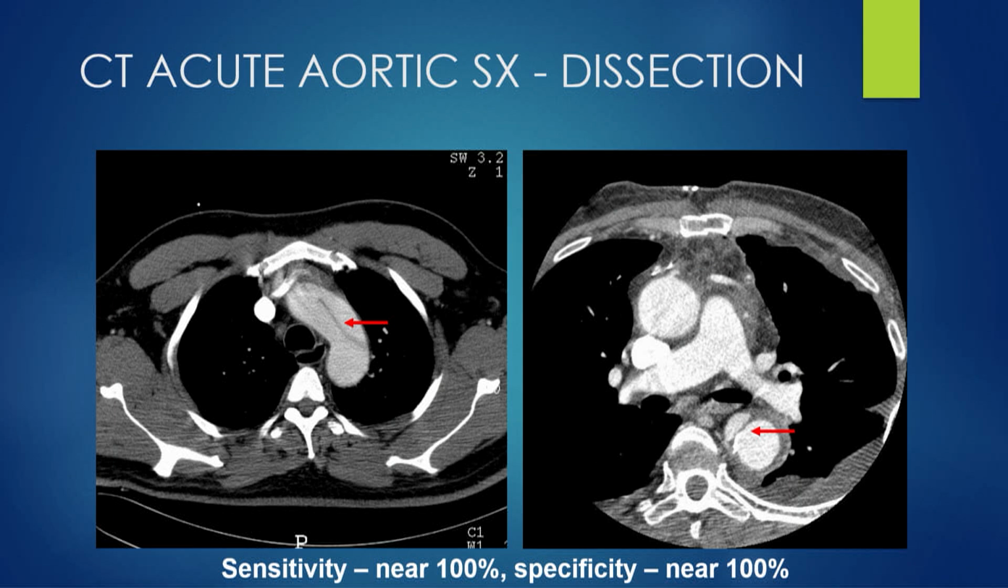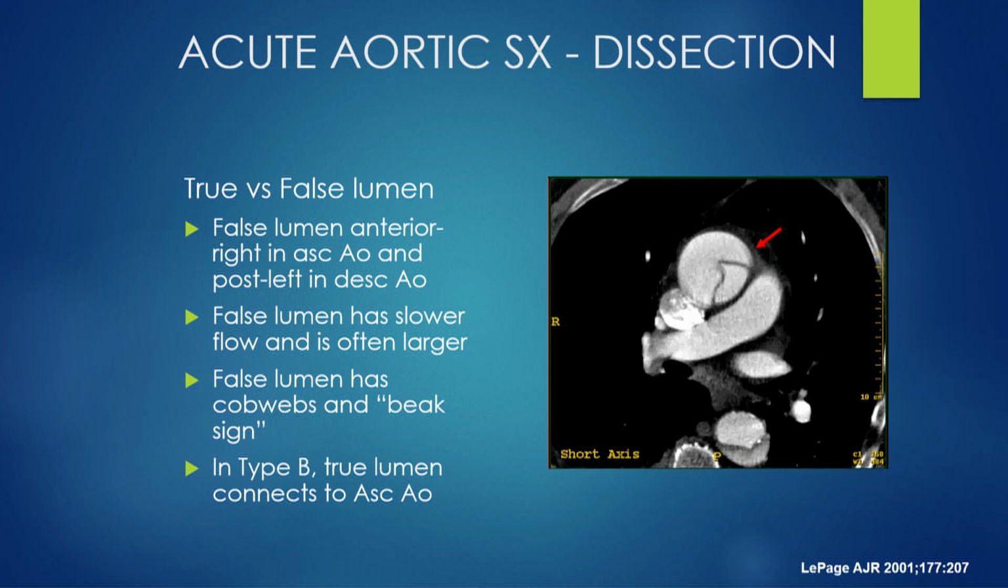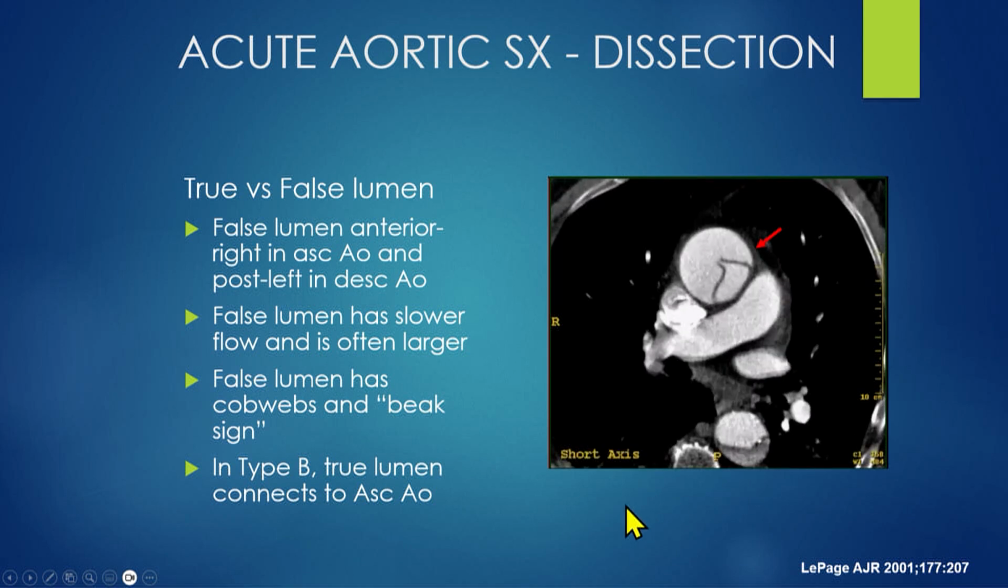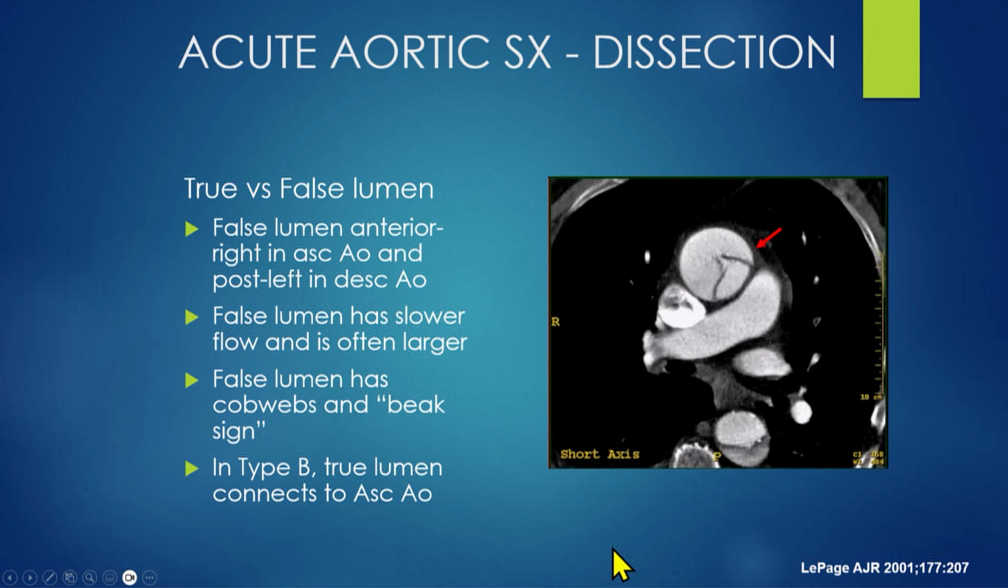CT is wonderful for nearly all of these things. So you can see your intimal flap. This is your classic sensitivity, as close to 100% as we can get. Specificity, quite similar. The true versus the false lumen. Generally, as I've said here, in the ascending aorta the false lumen is anterior to the right, posterior to the left in the descending, and the reverse is true for the true lumen. And that's, of course, why the right coronary artery gets affected, because that's the false lumen.